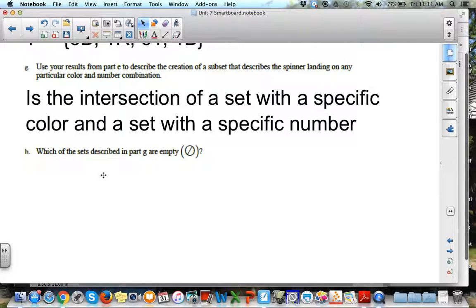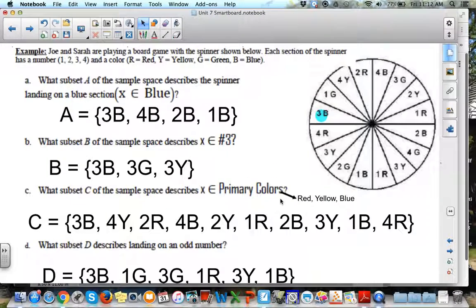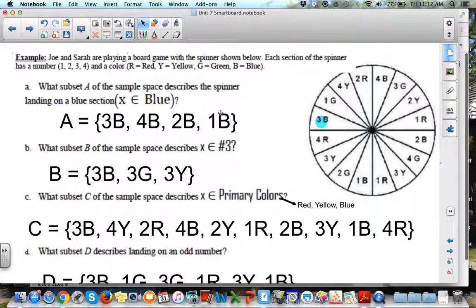And then the last one that we're going to do, and then you've got some to practice for homework, is which of the sets described in part G are empty. So what specific colors and numbers don't actually have an intersection? We have to go back to our spinner for that, and we're going to have to check pretty much every color. So if we look at our blues, we have a 1, a 2, a 3, and a 4. So it's not blue. Blue goes with every single number. Let's check our greens. We have a 1 green, a 3 green, a 4 green, and a 2 green. So we had 1, 2, 3, and 4.